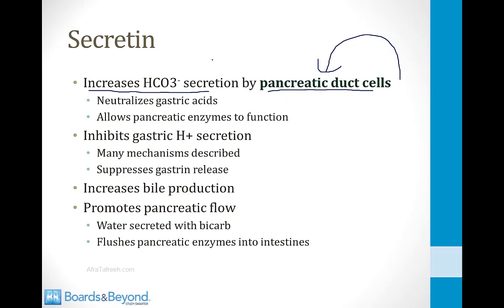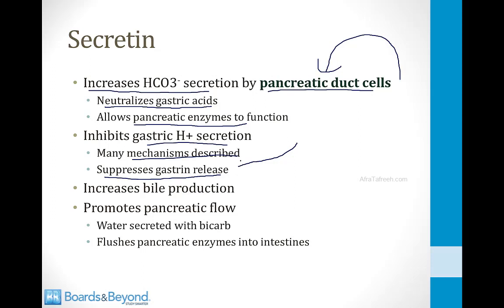The bicarb coming from the pancreas neutralizes acid coming from the stomach so that the pH rises in the duodenum, and this allows pancreatic enzymes to function because they don't work well at a low pH. In addition, the low pH is damaging to the small intestine. There is also evidence that secretin directly inhibits gastric acid secretion. Many mechanisms have been described, but one of the important ones that we'll talk about in a minute is that secretin normally suppresses gastrin release.